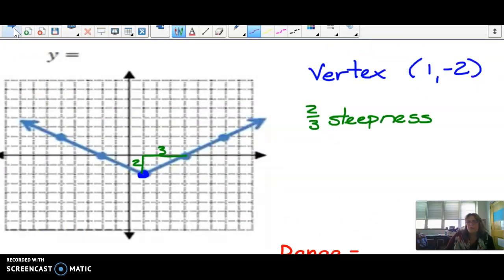Now on this graph, I'm looking at it and I already have it graphed. I have a vertex at the point 1, negative 2, and it's opening up. So that means that my A value is positive. So I don't have to put anything in front of that. So I'm going to have x. Remember, I do the opposite of this sign. So x minus 1, absolute value, minus 2. Now, one more thing that I'm going to have to look at when I add it is I have to go up 2 to the right 3. So my steepness is going to be 2/3 in front of that absolute value.